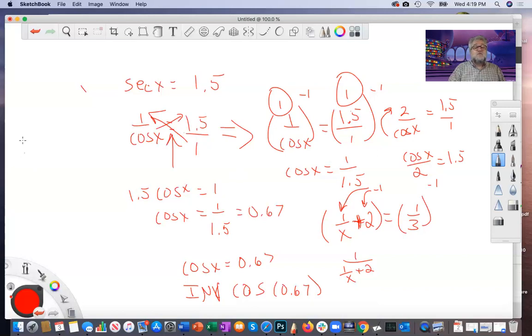If you have 2x plus 3 equals 5/4, you're not going to cross multiply. But if you do cross multiply, you would get 4 times 2x plus 3 equals 5 times 1, right? Probably not going to cross multiply there, only if you have x in the denominator.